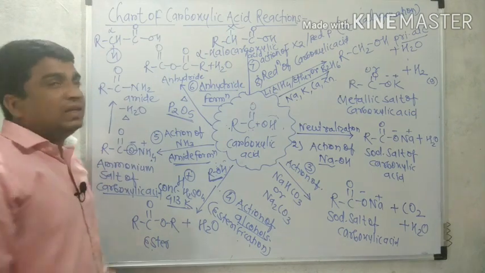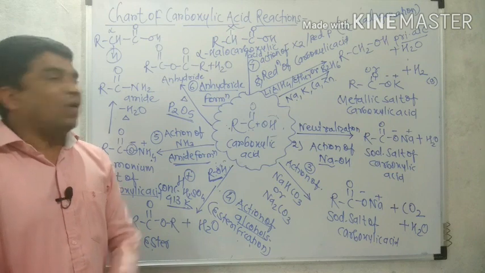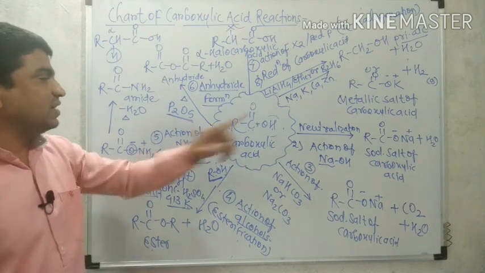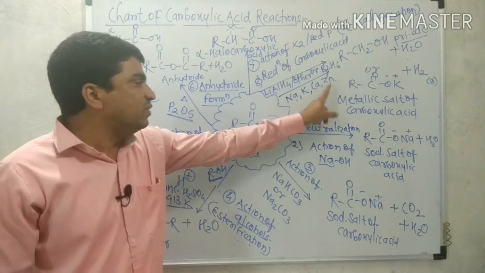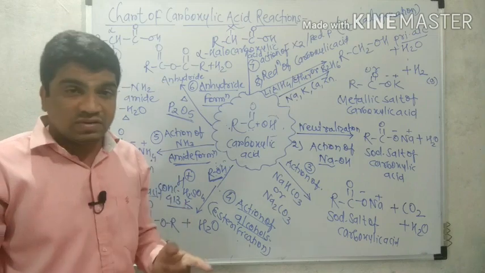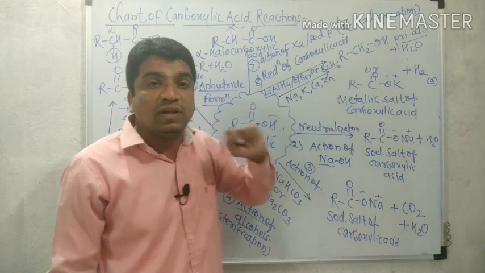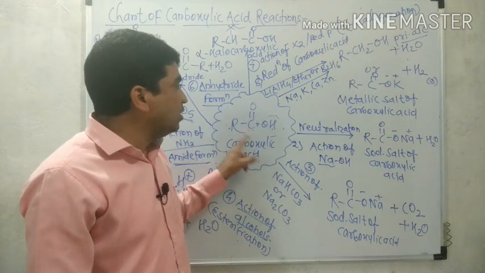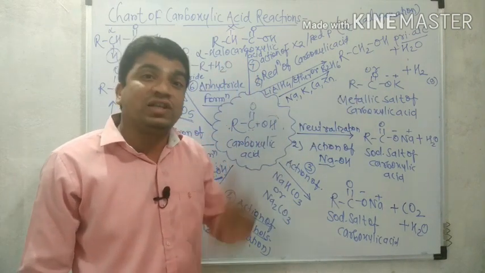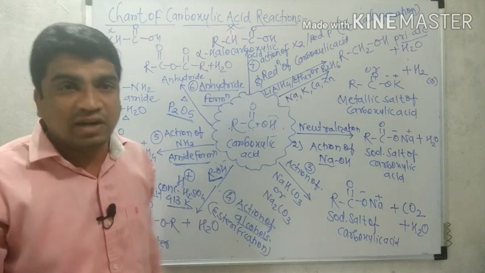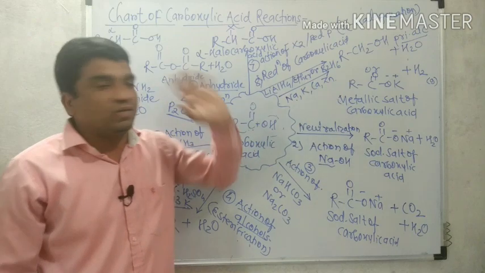Now, all these are the reactions of carboxylic acid. So, again remember all the reactions. First reaction, that is action of active metals, that is sodium, potassium, calcium, zinc on carboxylic acid. What happens when sodium reacts with carboxylic acid? It gives sodium salt of carboxylic acid. Potassium gives potassium salt, calcium gives calcium salt, zinc gives zinc salt of carboxylic acid. That is generally called metallic salt of carboxylic acid.